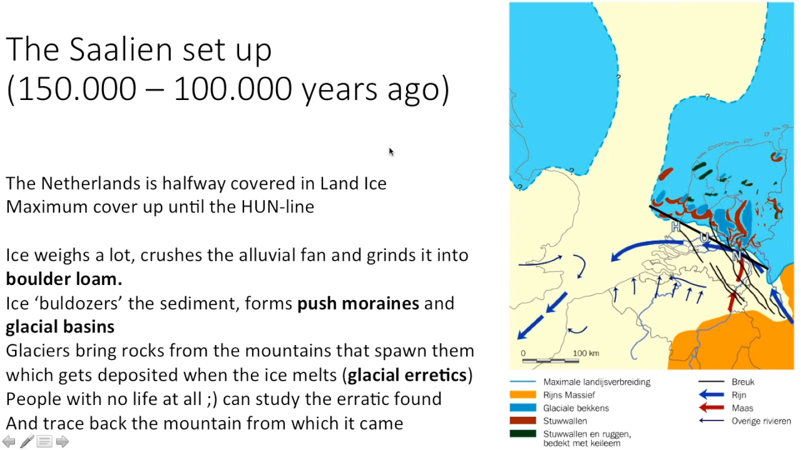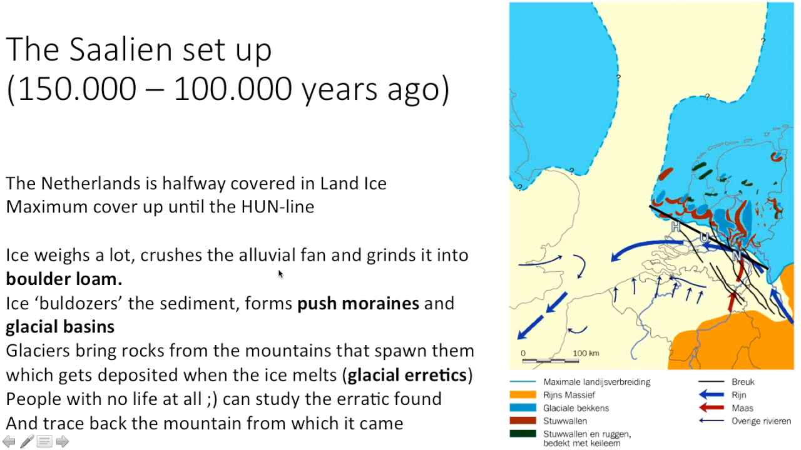So, what do we remember? What do we have to remember from the Saalian? Well, the Saalian is an ice age. It is the most frosty ice age in recent history, and it shapes the Netherlands in one way. What way? Okay. Up until the Han line, Haarlem, Utrecht, Nijmegen, the Netherlands was covered in land ice. What does land ice do? It shapes push moraines and glacial basins.